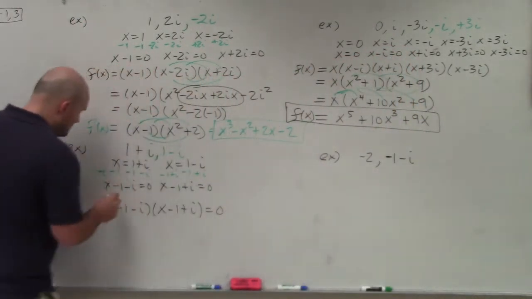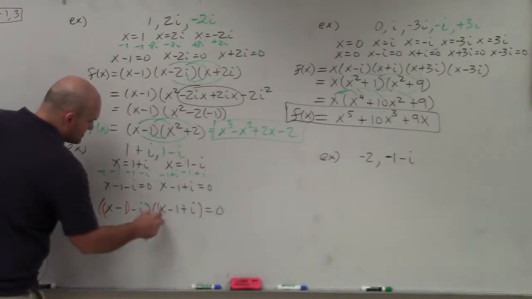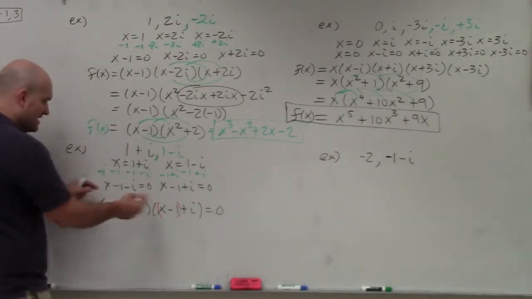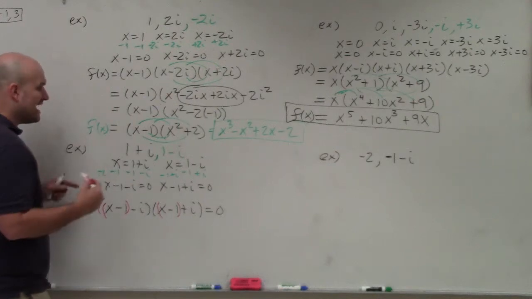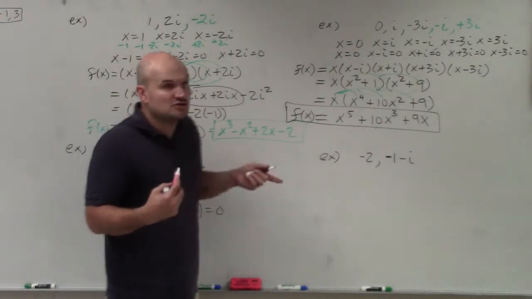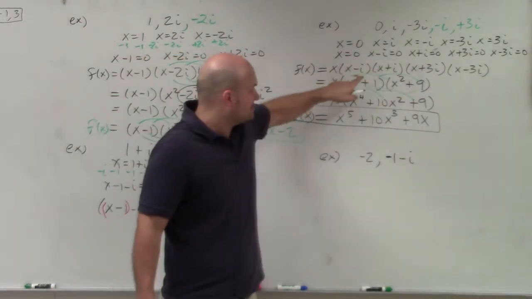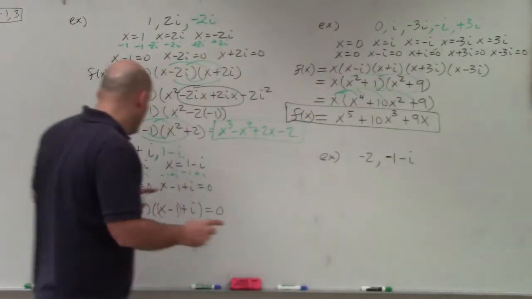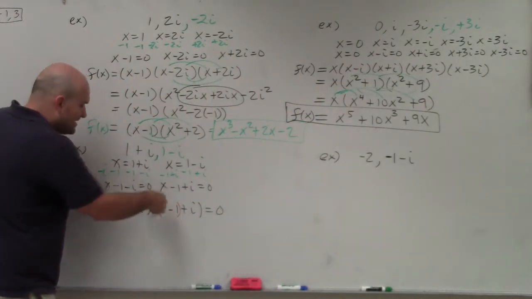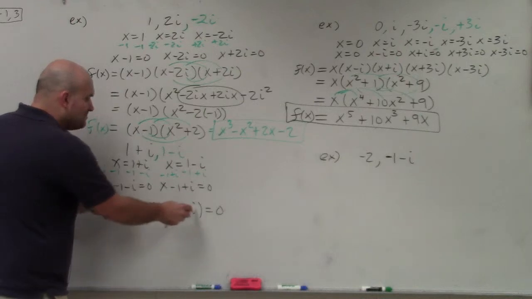What we can do is group the first 2 terms. You notice the first 2 terms are exactly the same, x minus 1. So now, basically, what I have is a difference of 2 squares. X and x are the same, negative i plus i. Here I have x minus 1 is the same, minus i plus i.